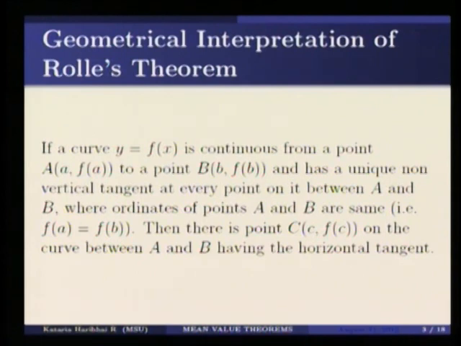Now we will see the geometrical interpretation of Rolle's theorem. If we have a curve y equals f(x) which is continuous from a point A to B and has a unique non-vertical tangent at every point on it between A and B, where the ordinates of the points A and B are the same, that means f(A) is f(B), then there is a point C on the curve between A and B having a horizontal tangent.